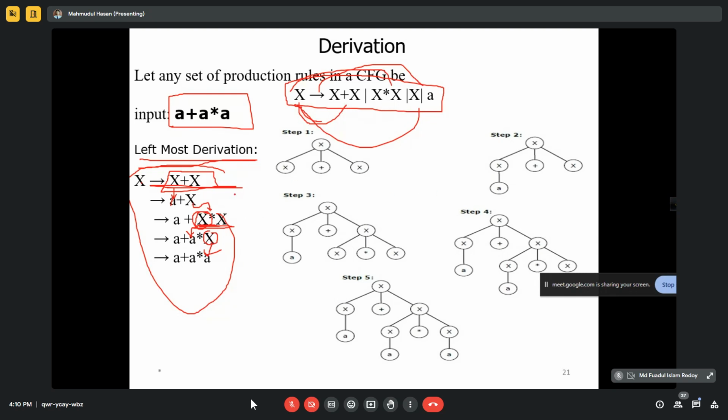So you can also represent this derivation with the help of a parse tree. A parse tree is very similar to a syntax tree, but there is a little difference. A parse tree has more detail than a syntax tree. So suppose you replace this x with x plus x.